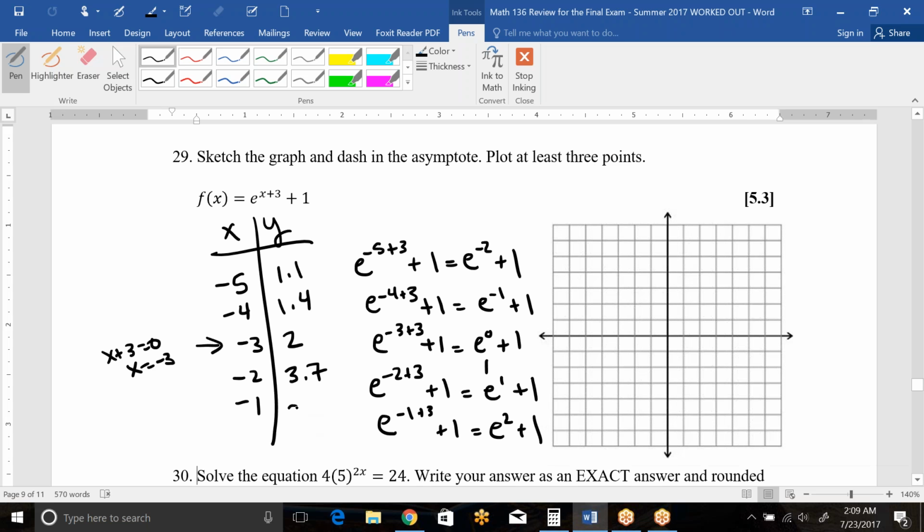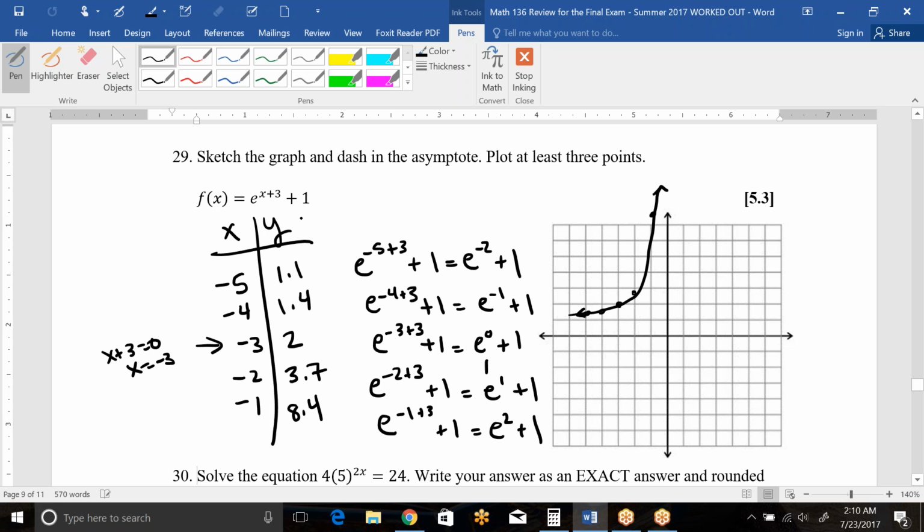Which is 8.4. We plot our points, so left 1, 2, 3, 4, 5, and then up 1.1. Negative 4 is at 1.4. Negative 3 is at 2. Negative 2 is at 3.7. And negative 1 is at 8.4. So a very slow growth, but we finally start seeing that upward direction.